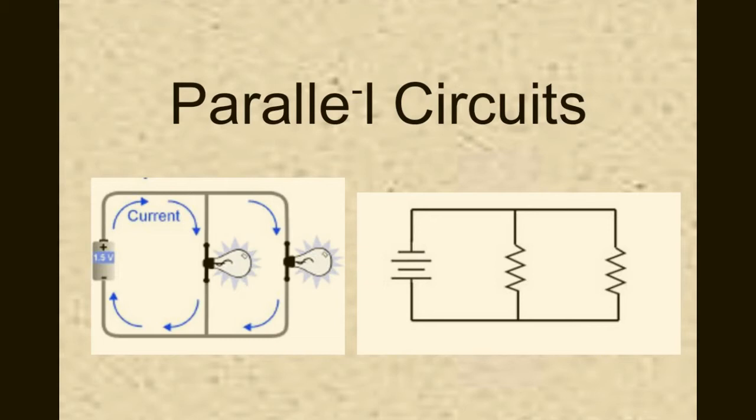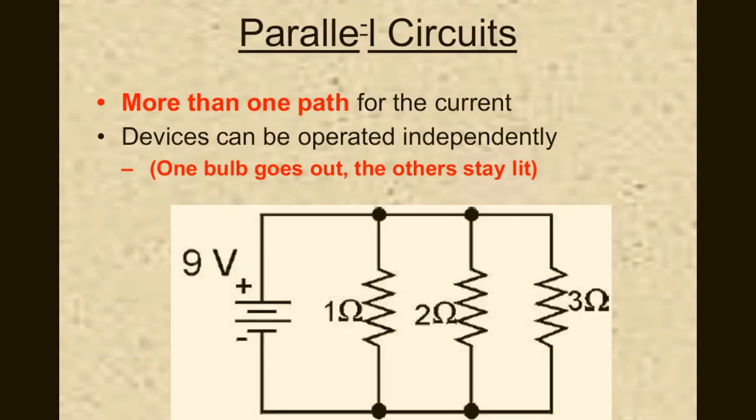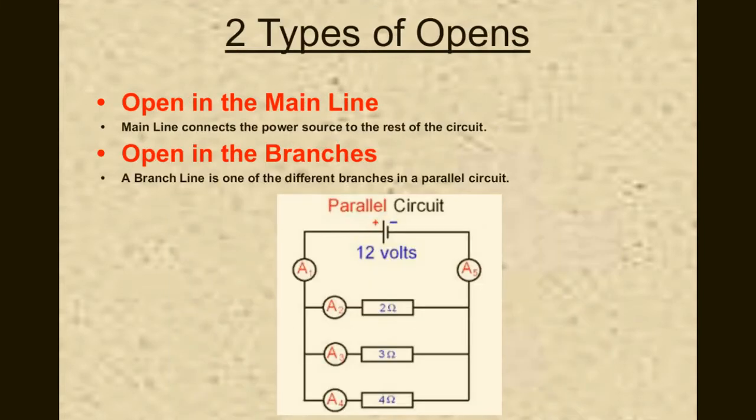So the voltage drop for a parallel circuit would always be the same at every single resistor or every single branch. Now with parallel circuits, there's always more than one path, whereas with series, we only had one pathway. And devices can be operated independently, which means that if one bulb goes out, the others stay lit. Or if there's a switch that is open in the circuit, the rest of them can operate. And that purely depends on where that switch is.